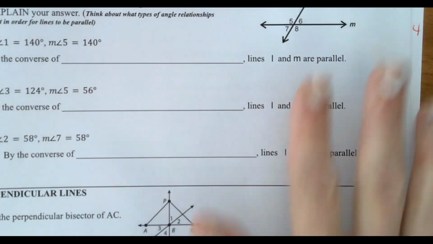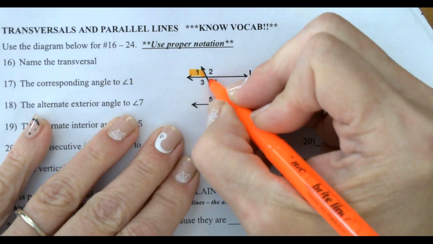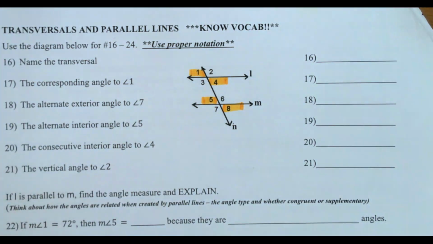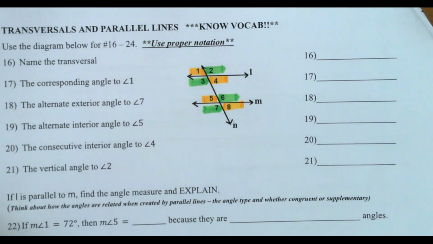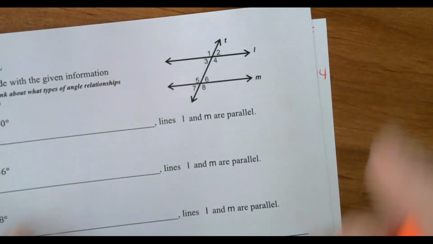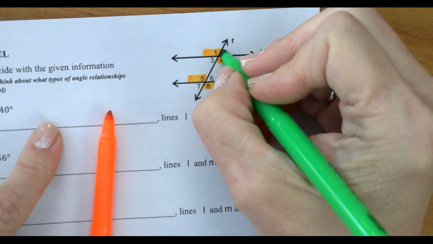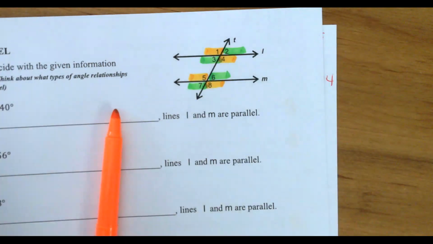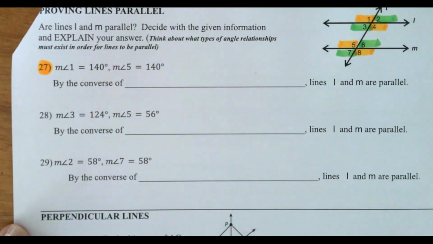Before I answer any questions like this, whether it's on this page or this page right here, I'm going to make my little checkerboard, so that I know that everything in green is the same measure, everything in orange is the same measure. I'm going to go over here and do it again. I'm going to make my little checkerboard before I do anything. Okay? So everything that's green is the same number and everything that's orange is the same number.